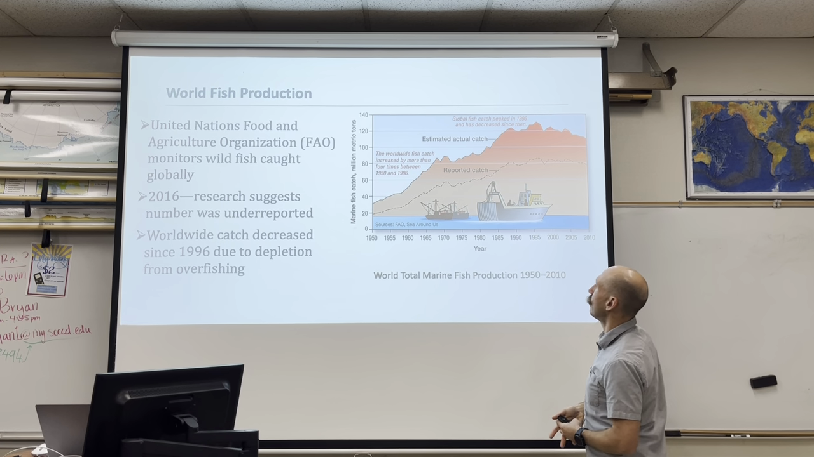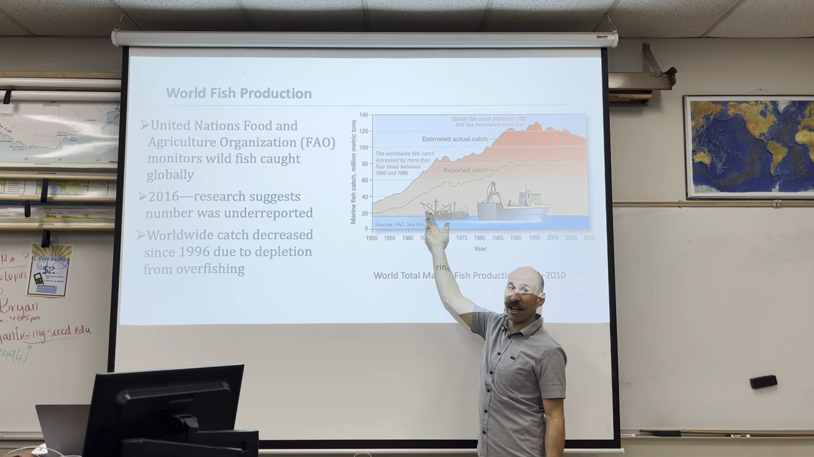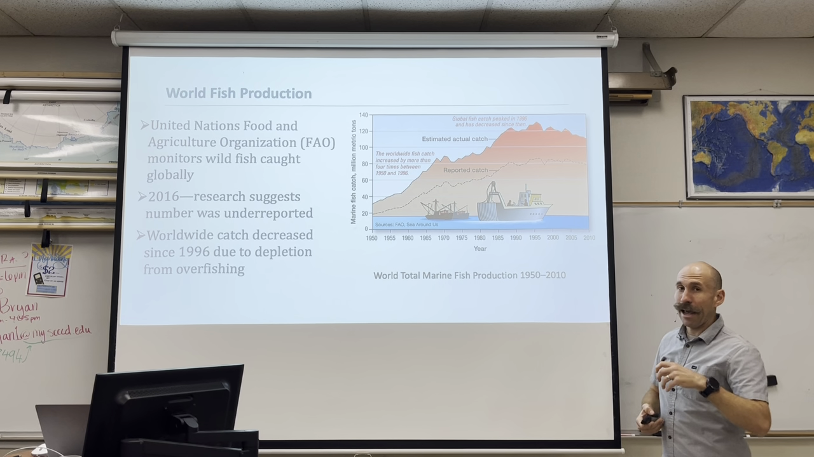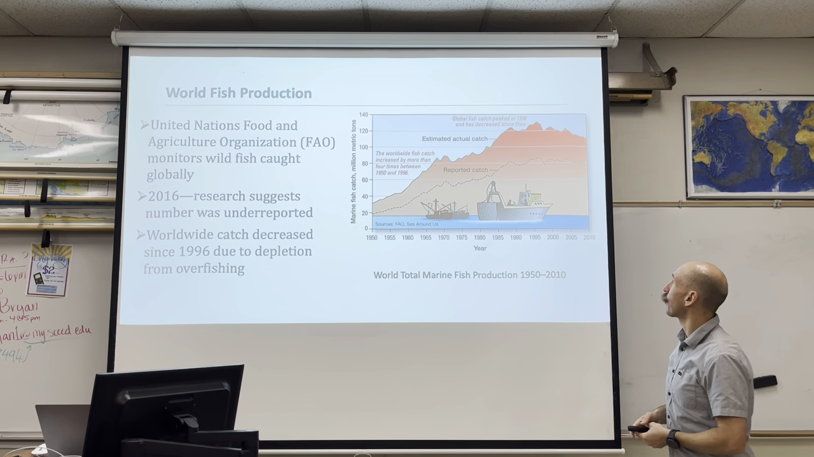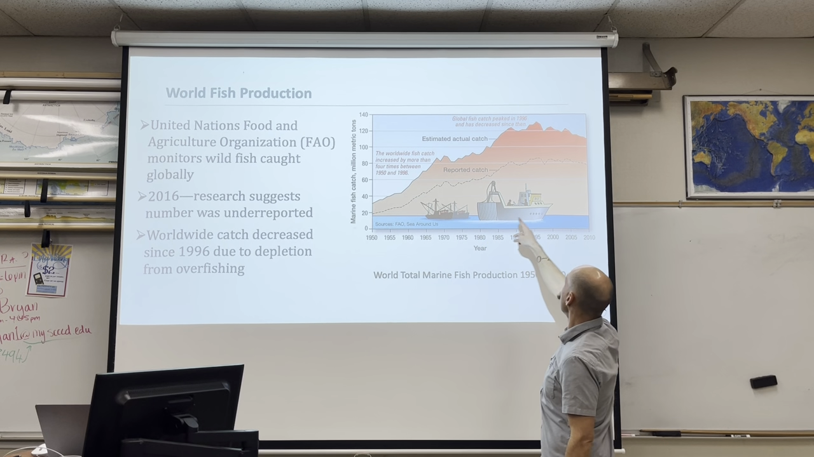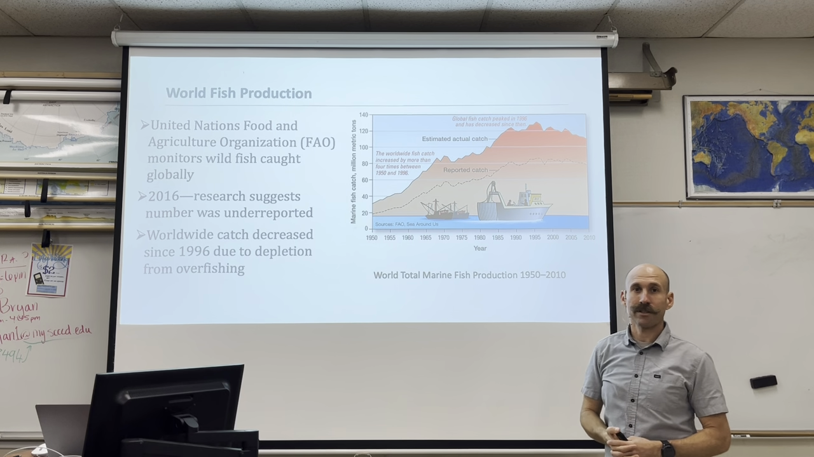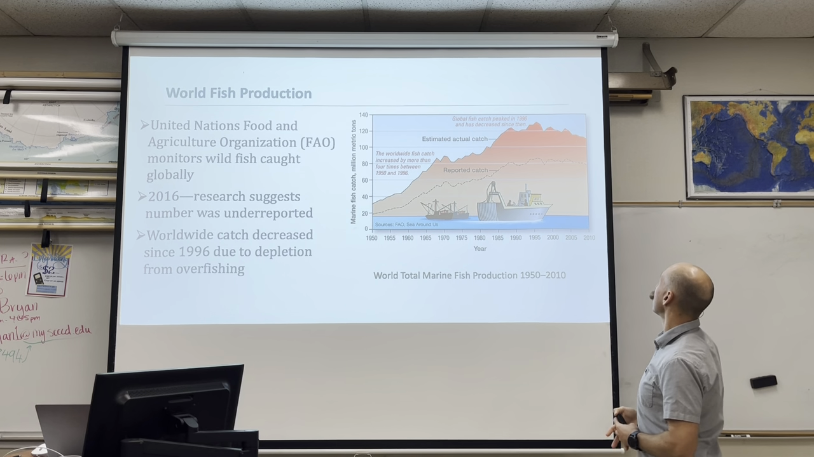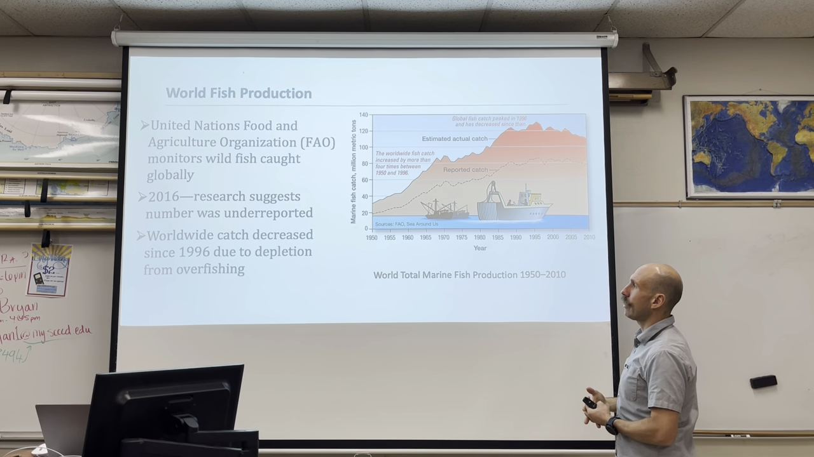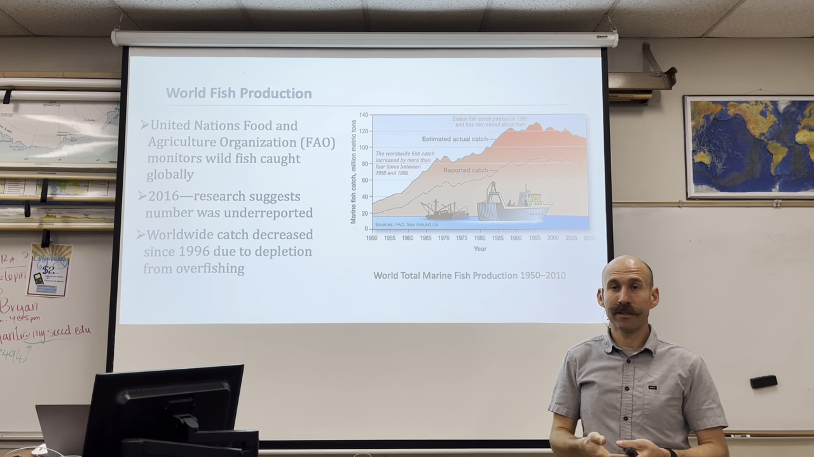So there's the reported catch and the estimated catch, which is higher than the reported because people are underreporting. And there's also illegal fishing happening. But the trend that we see is from the 50s to now, it's increasing. How much are we fishing the oceans? A lot. We can see since about 2000 it started to level off. That's good, necessary, because of fisheries collapse.